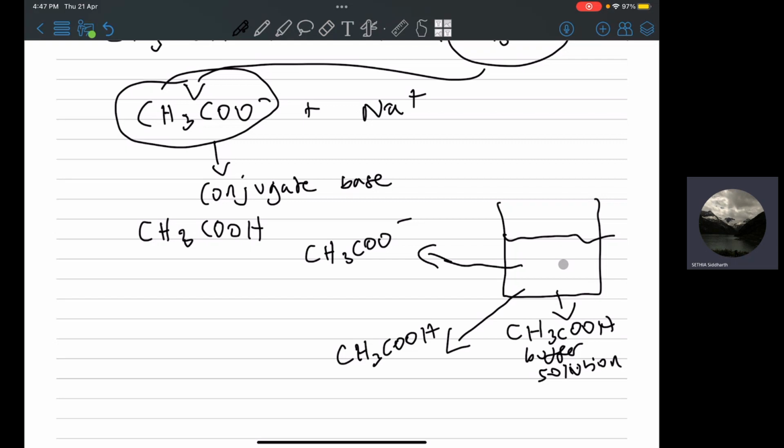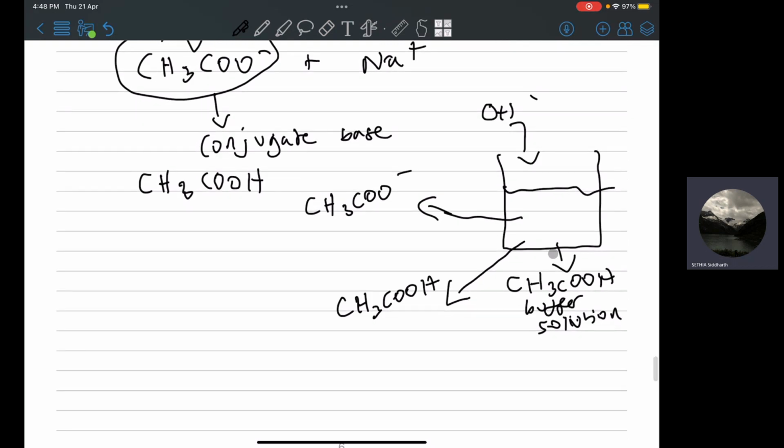Now imagine if in this buffer solution, I add some OH minus, I add some base. What will happen? Remember, the buffer wants to resist change in pH. So what's going to happen if I add this base? Well, the base is going to react with the acid, right? The base is not going to react with this base. It's going to go and react with the acid.